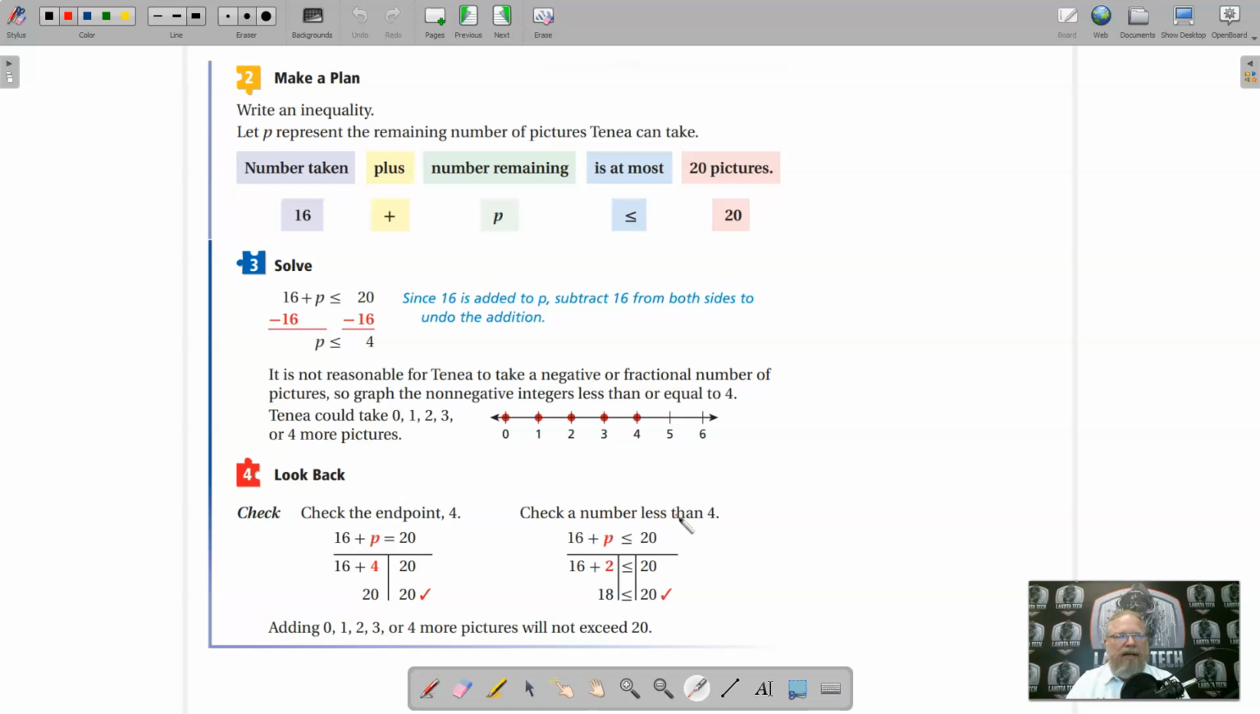Now let's check a number that's less than 4 to make sure that we have the correct inequality symbol. Think about it. A number less than 4, why not 2? 16 plus 2, 16 plus 2 is 18. Is 18 less than or equal to 20? Indeed it is. So adding 0, 1, 2, 3, or 4 more pictures will not exceed 20.